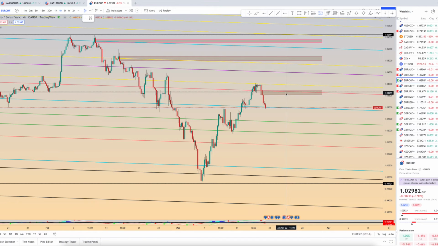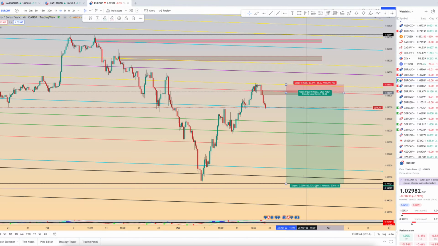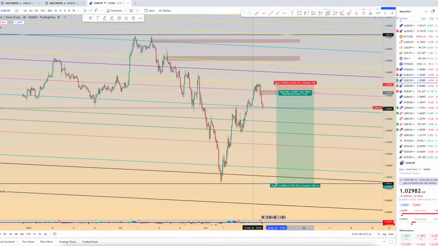I would probably go somewhere in the middle there, and maybe even right to that yellow. A 35 pip stop loss is still very reasonable. And I would be expecting a run at least to that support zone. If that seems a little bit extraordinary, we may not be going that deep, but I believe we would be. So let's say best case scenario, we snag 390 pips. That's an 11 to 1 risk to reward ratio.